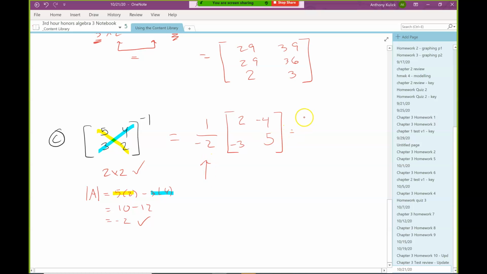Anyways, we still have a little bit more to do because we have this scalar multiplication going on that we have to multiply. So negative 1/2 times 2 is negative 1. Negative 1/2 times negative 4 is positive 2. Negative 1/2 times negative 3 is just 3 over 2. And negative 1/2 times 5 is just negative 5 over 2. So this is our final answer.